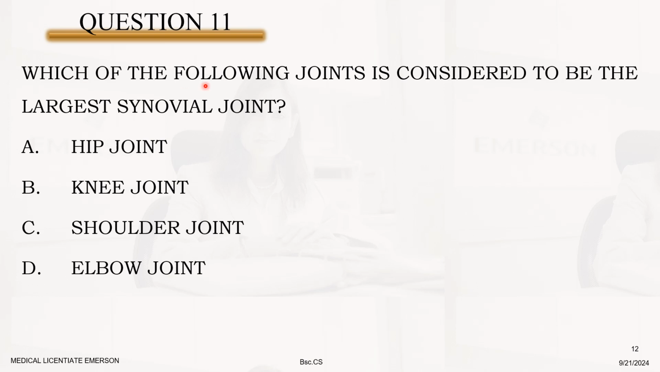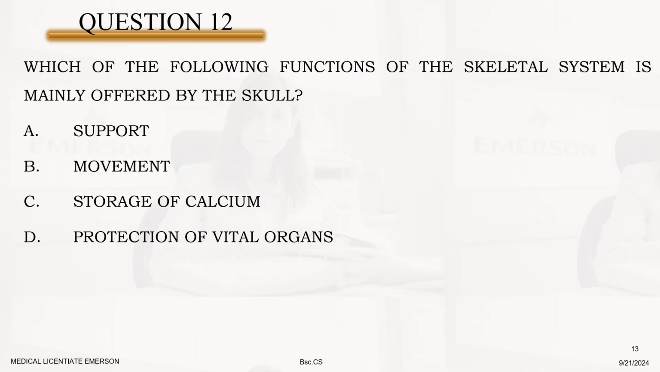Then which of the following joints is considered to be the largest synovial joint? We have the hip joint, knee joint, shoulder joint, and the elbow joint. I think this is one of the easiest questions we have here. The answer, of course, is the knee joint. The knee joint is considered the largest synovial joint.